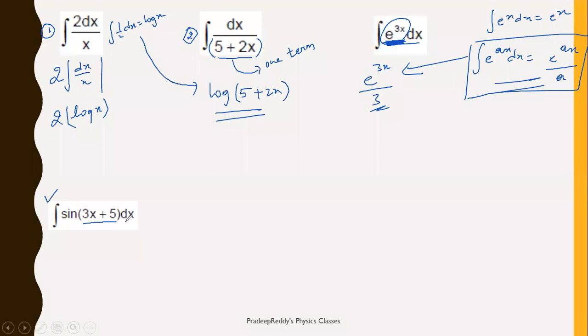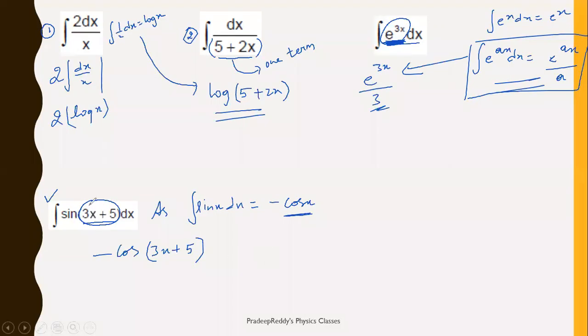Integration sine of 3x plus 5 dx. What is the formula for integration sine x? As we know, integration sine x dx is equal to minus cos x. So simply this total term you can consider as x. So what do you write? It can be written as minus cos of 3x plus 5.